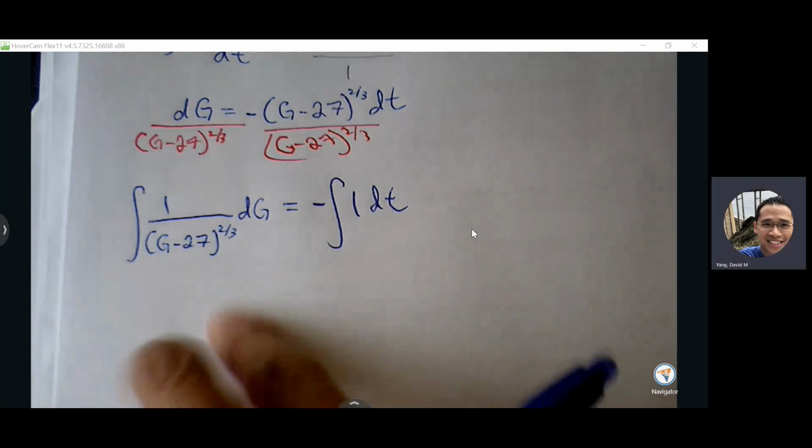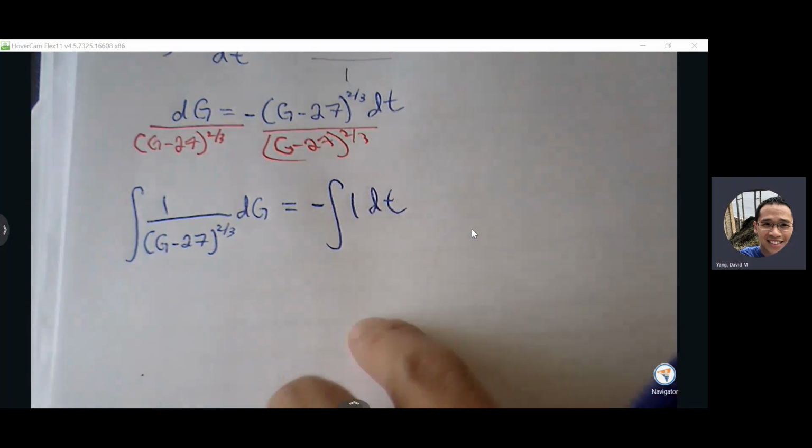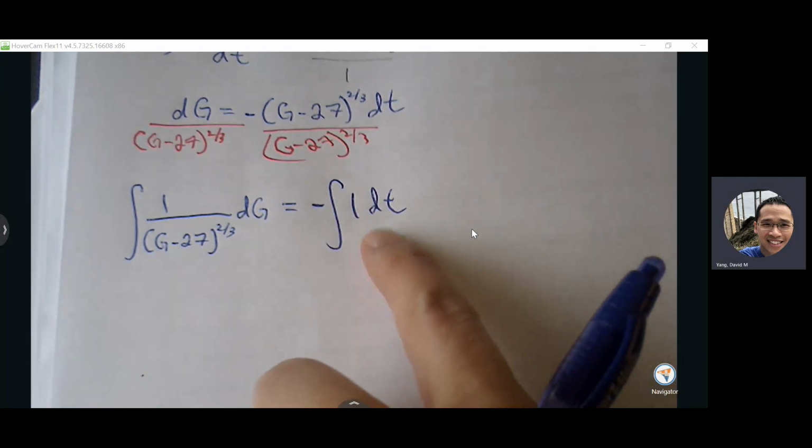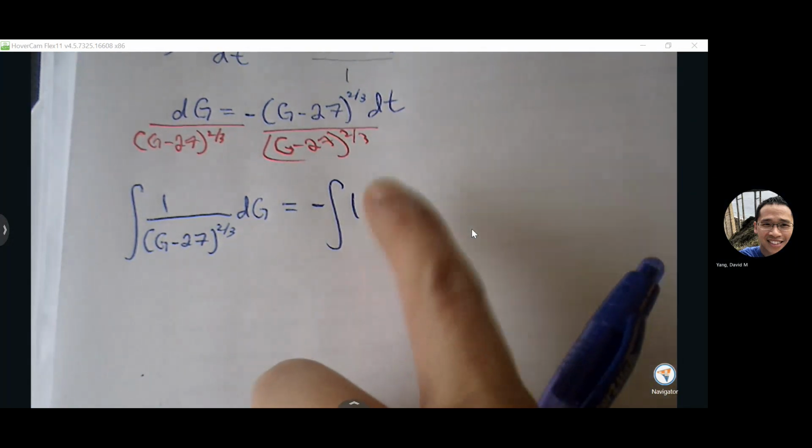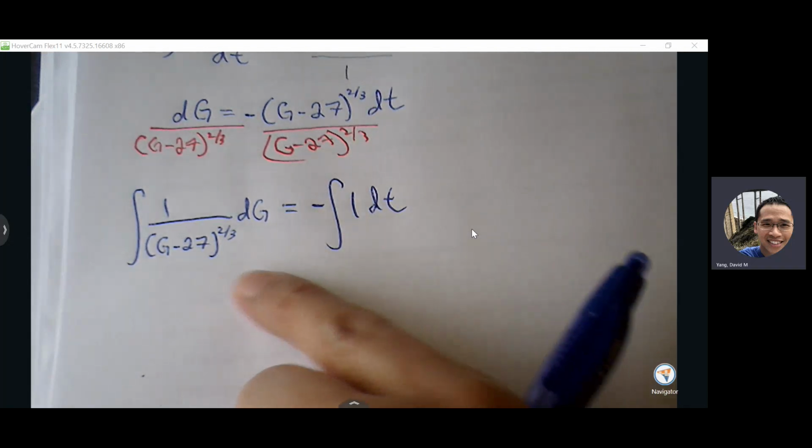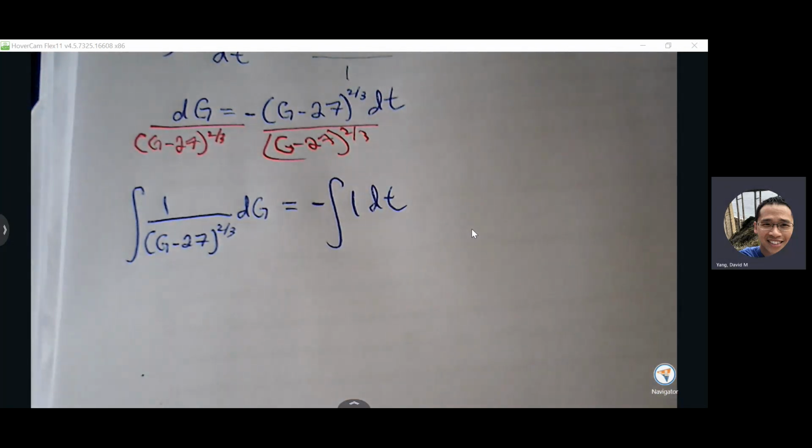Okay, now we have full separation. G's on the left, T's on the right. Right side is easy. We can just go through what for the right side? Power rule. But the left side, we got to go through what? Use substitution.